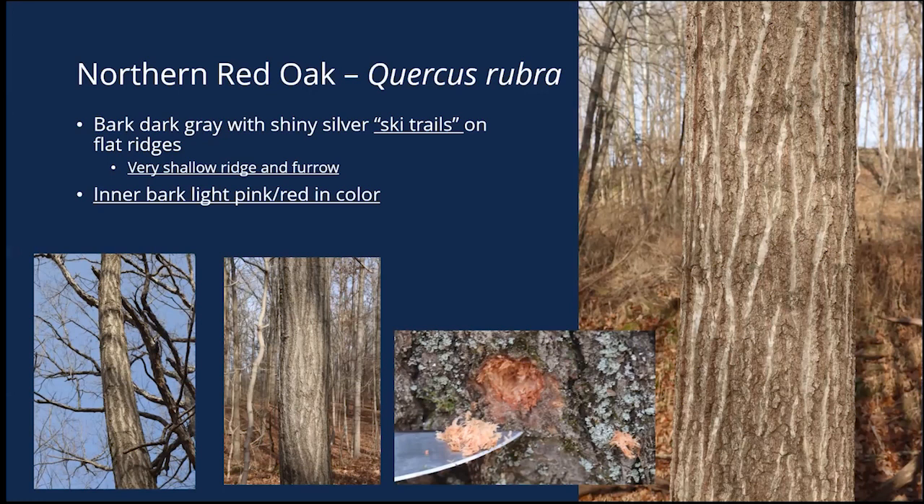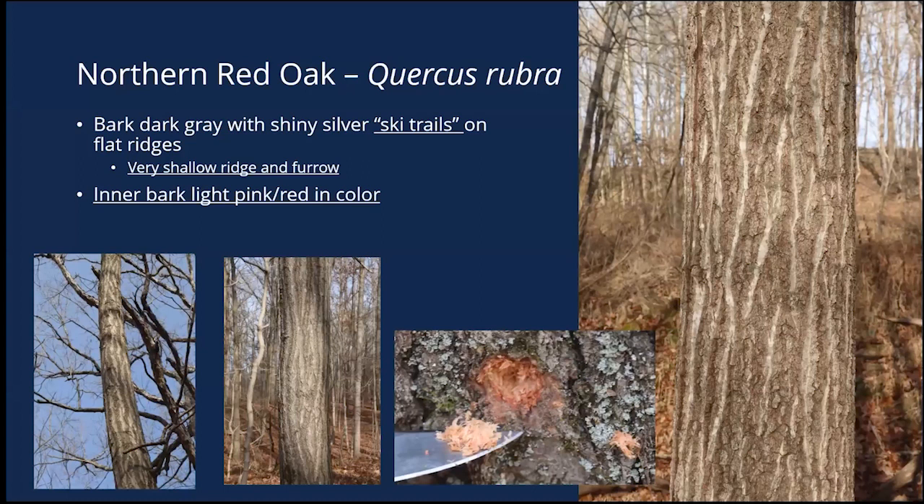And that occurs even on the larger individuals. You'll see some of that at the base, but as you look up, it really stands out to you. You can see that on the picture on the left there. And the picture on the right is a little bit of a larger tree, and it still very clearly shows the ski trails. Another thing you can look for is the inner bark. And so this is another reason to carry a pocket knife with you when you're going to identify trees.